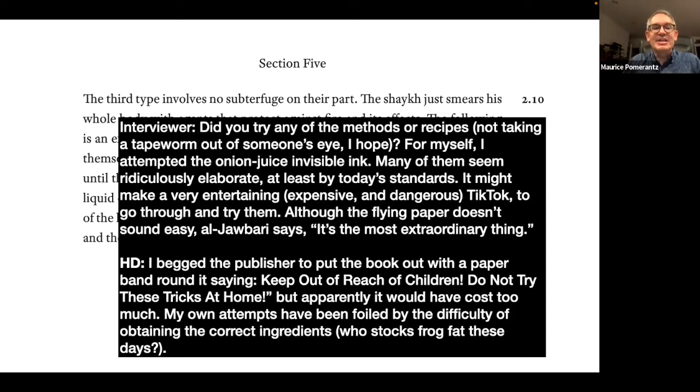Many of them seem ridiculously elaborate, at least by today's standards. It might make a very entertaining TikTok video to go through them and try them. And you can look at what the flying paper is.